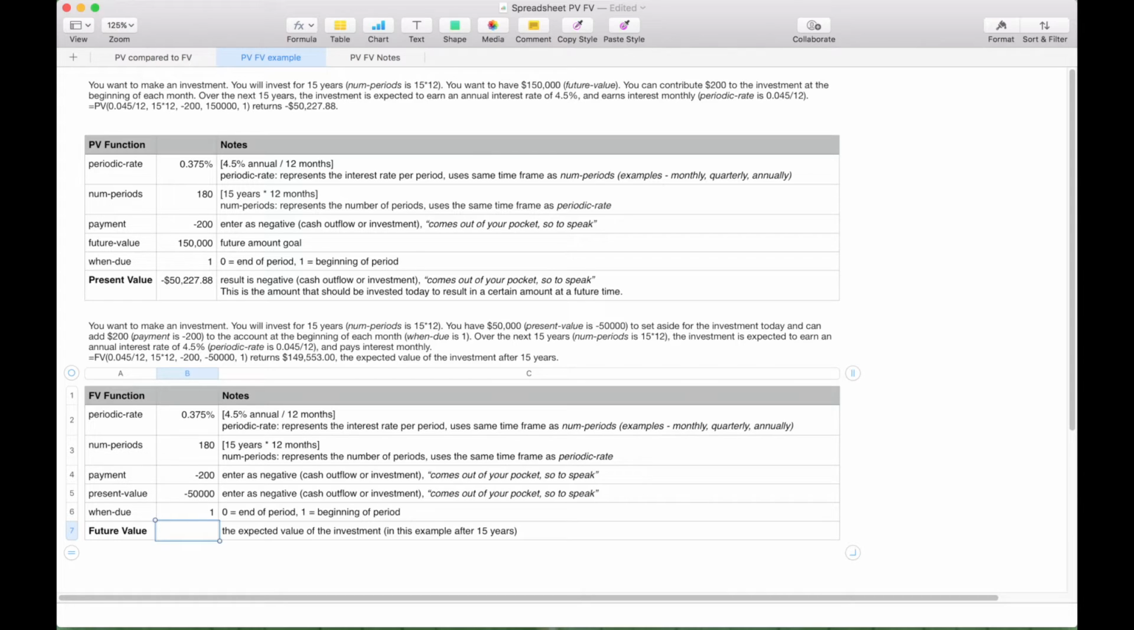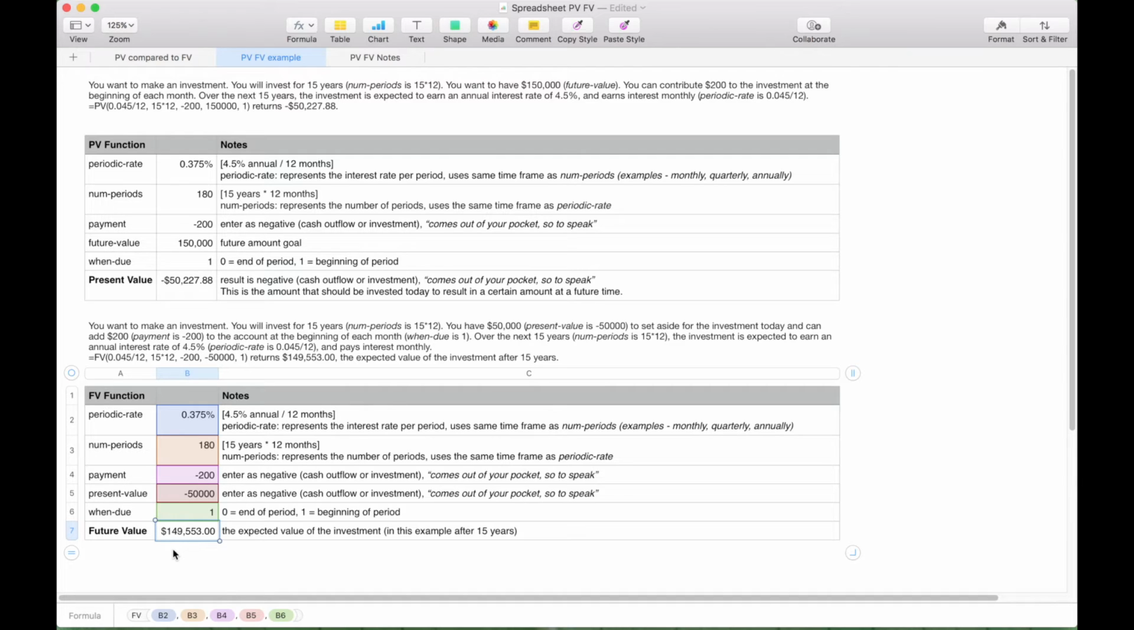So in our cell, let's hit equals FV for future value. Let's put in our periodic rate of 0.375%. The number of periods is 180. The payment is 200. The present value or the investment is 50,000, and the type is 1. Let's hit our check mark, and we get a future value of $149,553. Okay, so this is the expected value of the investment after 15 years according to all of our criteria.